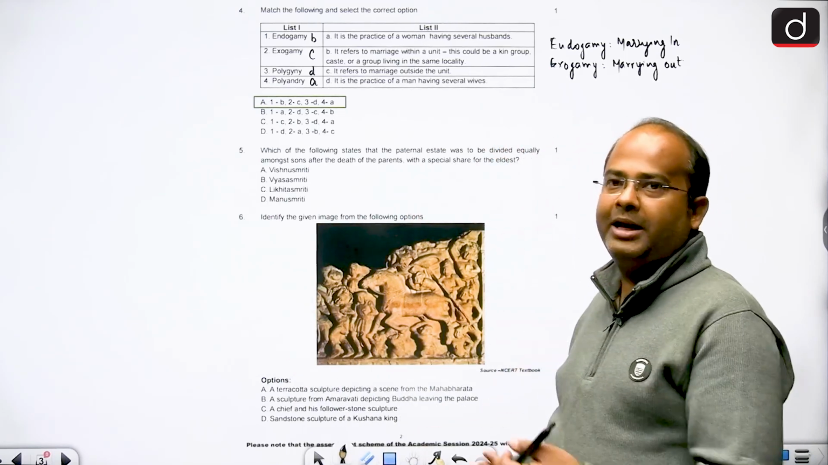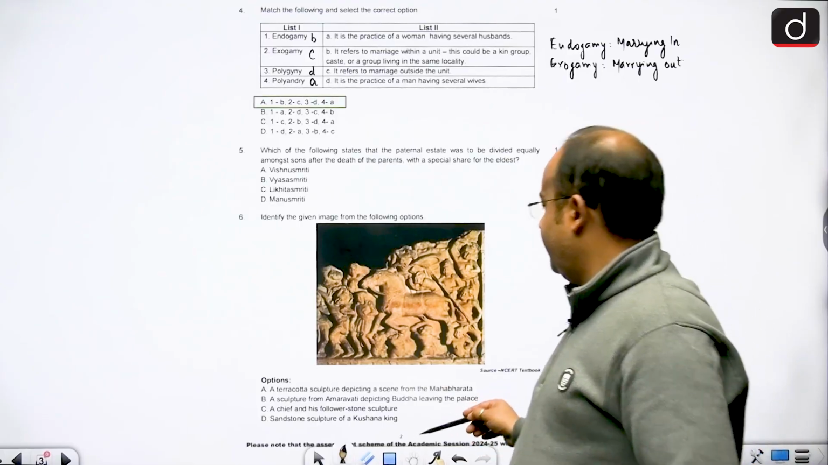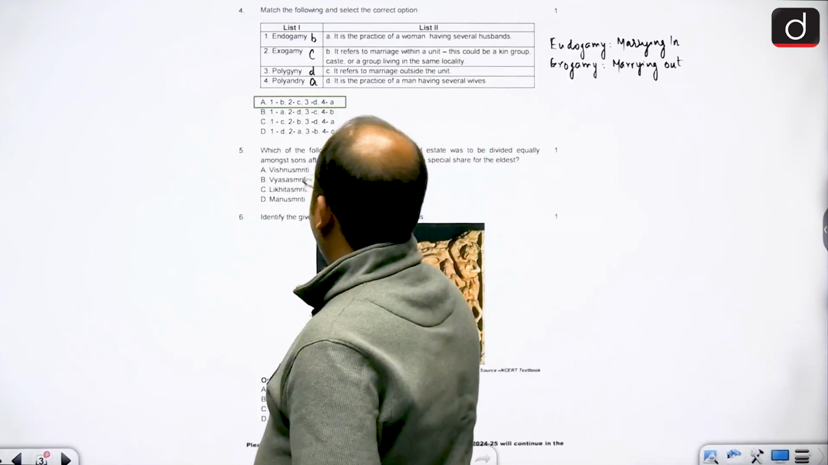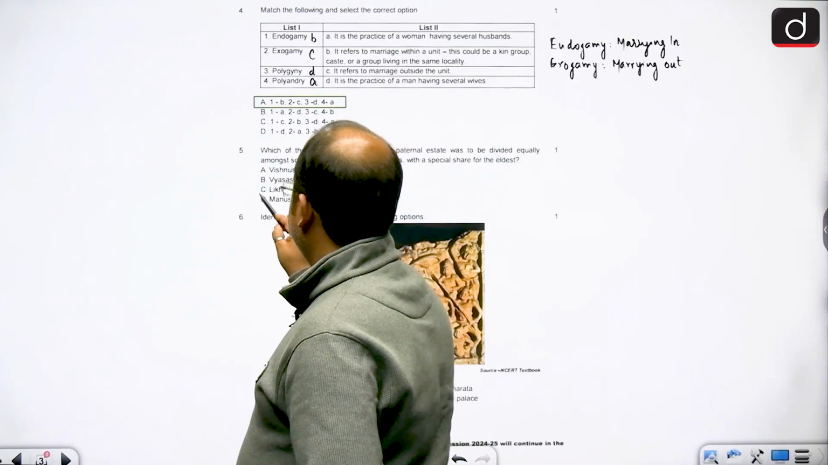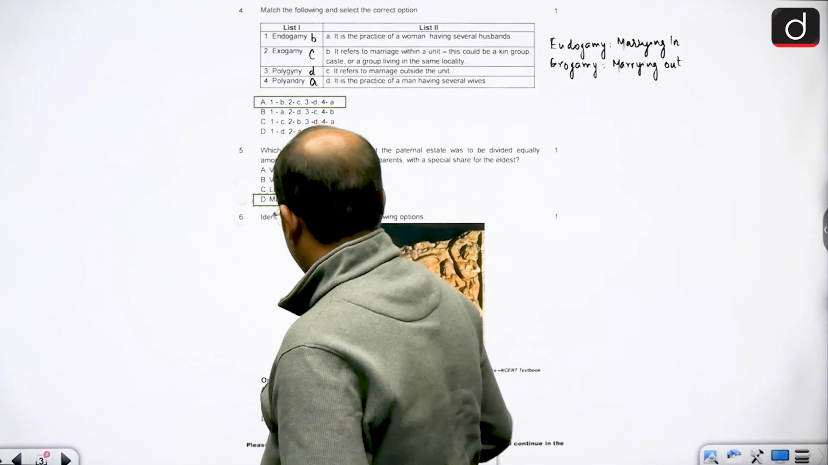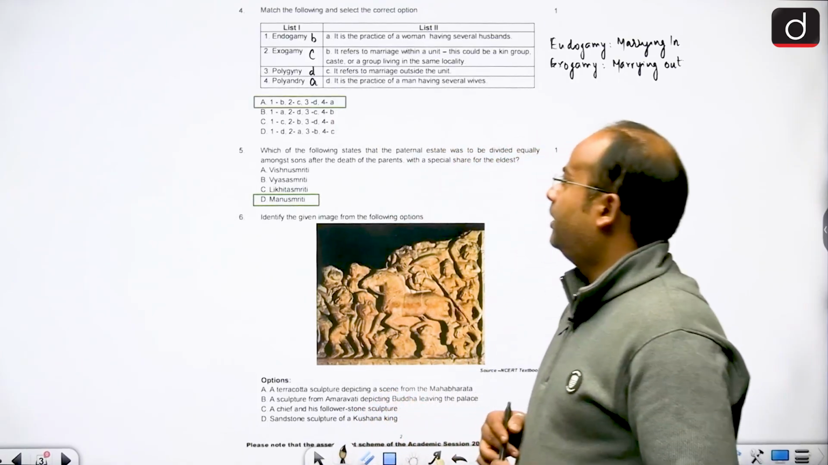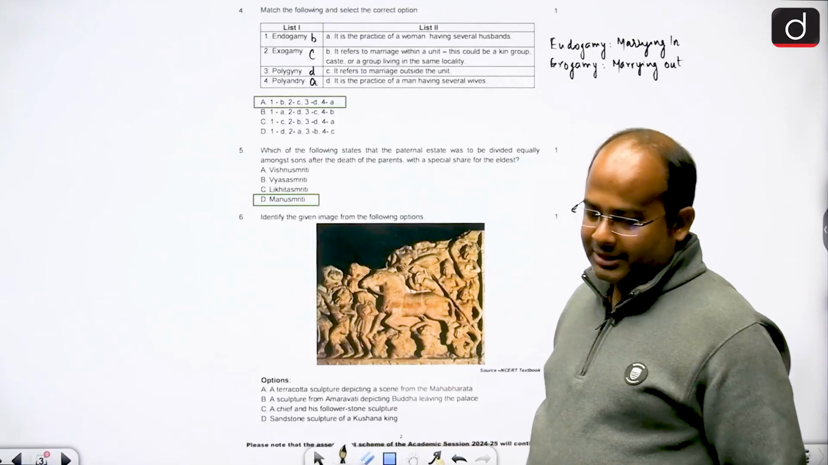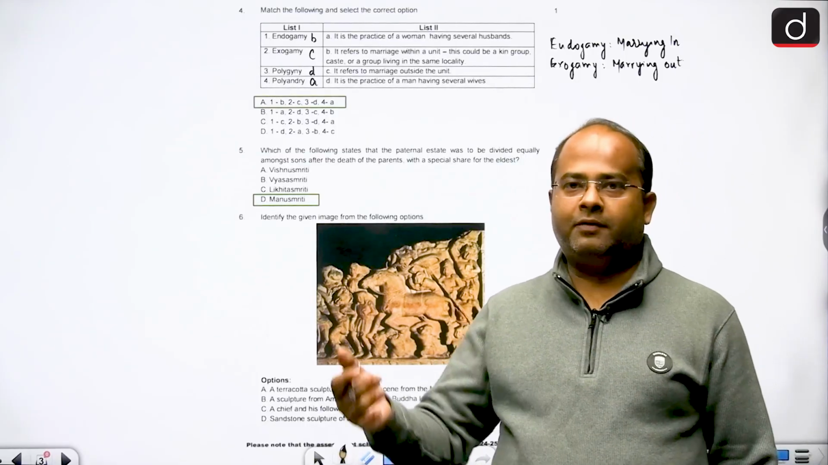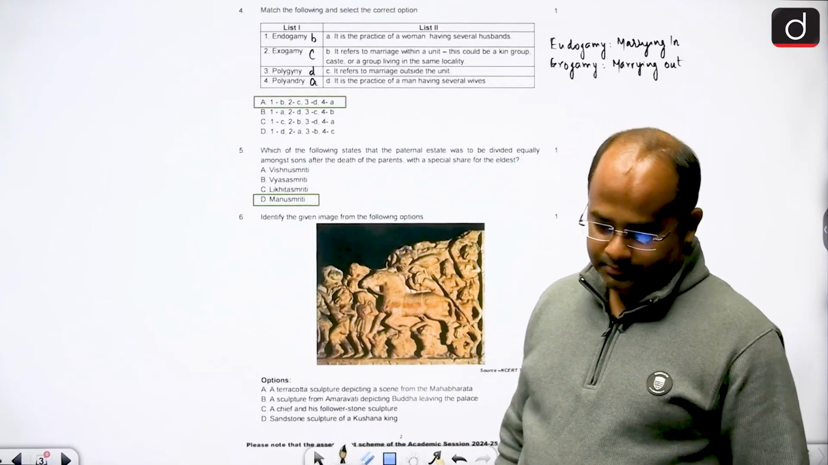So the most fertile area is given to the eldest, and where is it written? Vishnu Smriti, Vyas Smriti, Likhita Smriti, or Manu Smriti. It is written in Manu Smriti. I hope it is clear to all. So the correct answer will be Manu Smriti, which conducts the code of conduct for the Hindus.